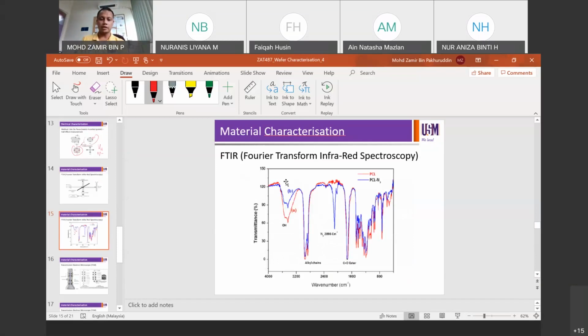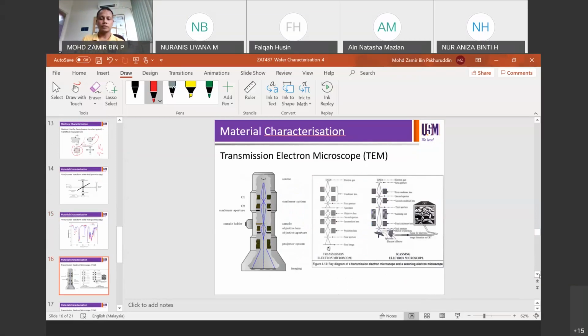So this is one example of transmission data that you'll see. The wave number is given in centimeter minus one. So you can check for NIR, infrared, far infrared. Okay, the next one for surface characterization, in fact for crystalline quality verification, is called TEM.